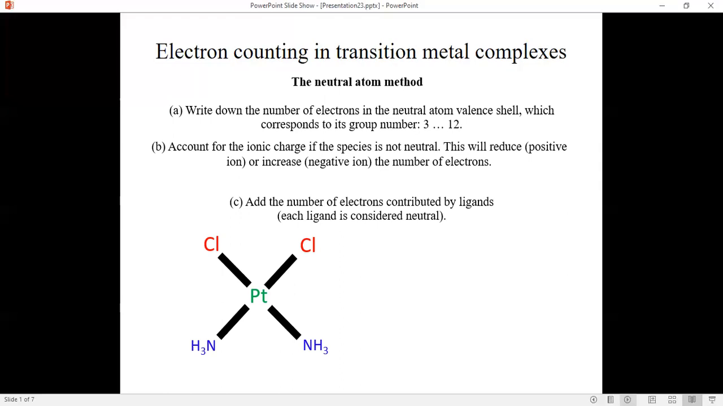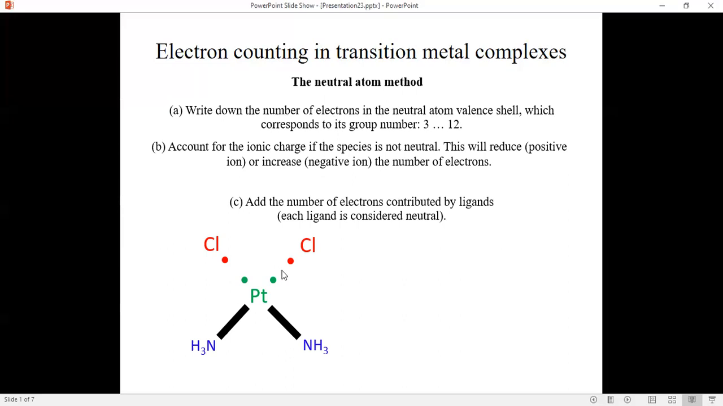Okay, and last but not least, we need to add the number of electrons contributed by the ligands. Now, the important point here is to treat each ligand as a neutral ligand. And in order to do that, we have to think about how to cleave the metal ligand bond so that a neutral ligand results. Now let's do this step by step. Let's look at the chloro ligands first. You need to realize here that we have to cleave the chlorine platinum bond in the middle to produce a neutral ligand.